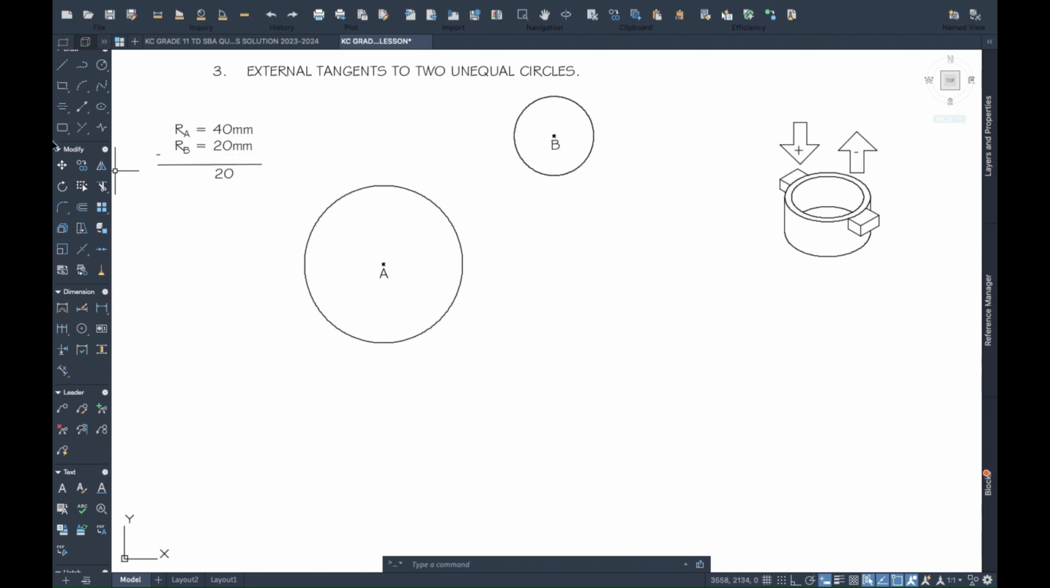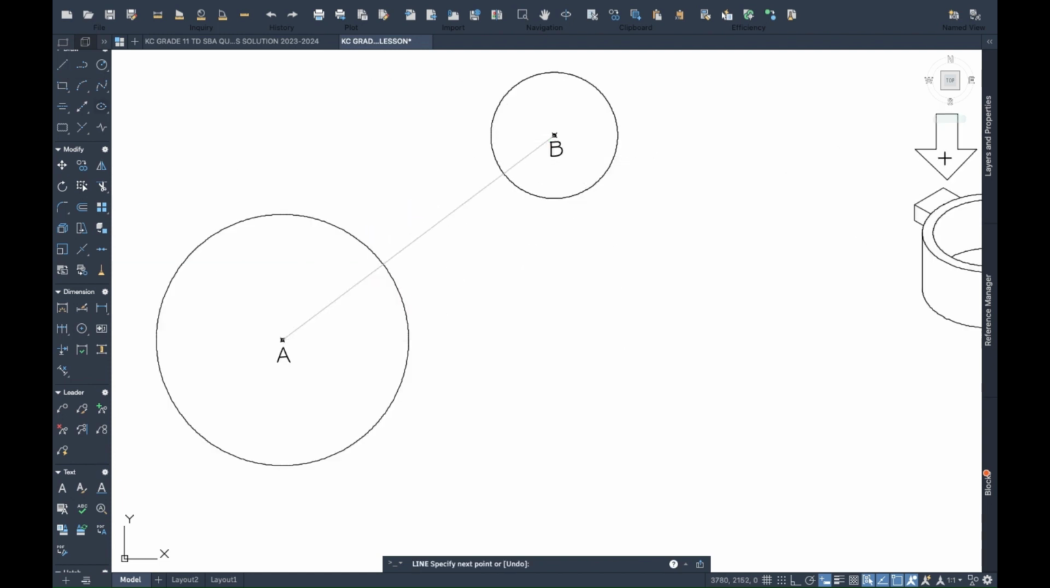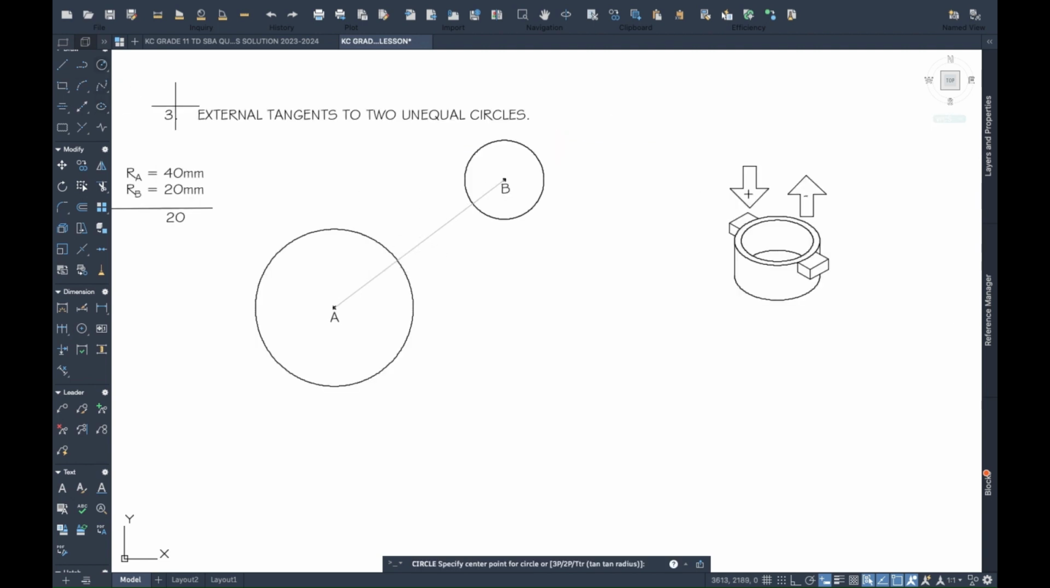But what do we do initially? We connect the centers. After connecting the centers, we establish the midpoint. And once we establish a midpoint, we get our semicircle, or in this case a circle. I keep saying semicircle because by right I would probably trim the bottom part here. But I want to show you that the tangent can be on this side or on that side. It doesn't really matter. It just depends on what problem you have to solve.